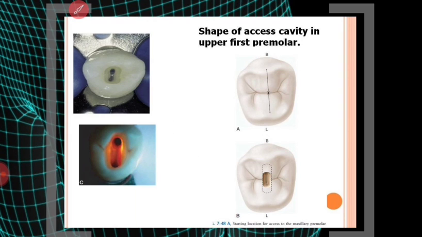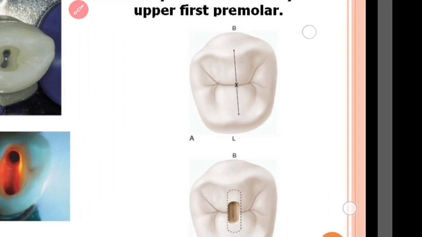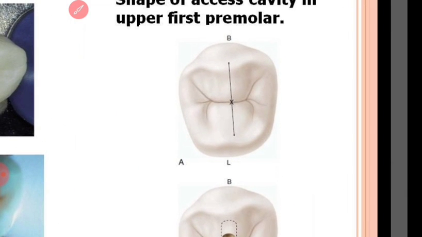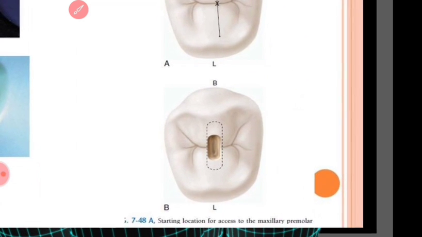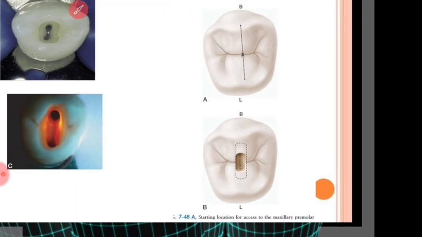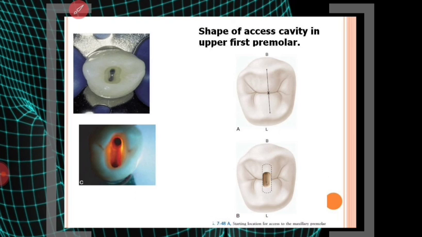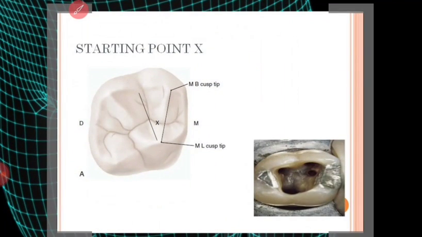So if we see the access cavity depression in a premolar, draw a line from the buccal cusp tip to the lingual cusp tip, and start from the X, from the center. Don't make a pinpoint opening. Make a small round, oval opening, buccolingually, okay? And usually you would find 2 openings or 1 big canal.